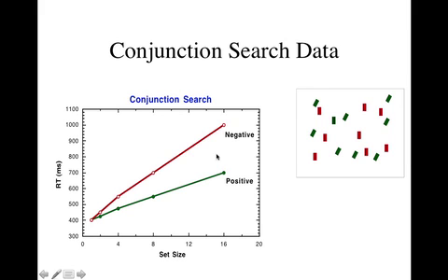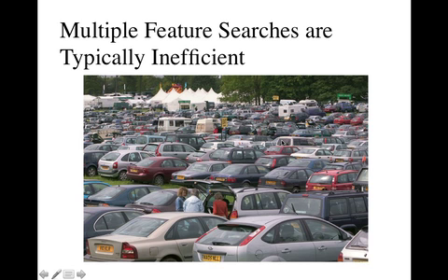We also discussed the positive and negative. Positive, if the item's there, is going to take longer than responding that it's not there. That's because in the positive case, you're usually going to have to go through about half the items before you actually come across it.